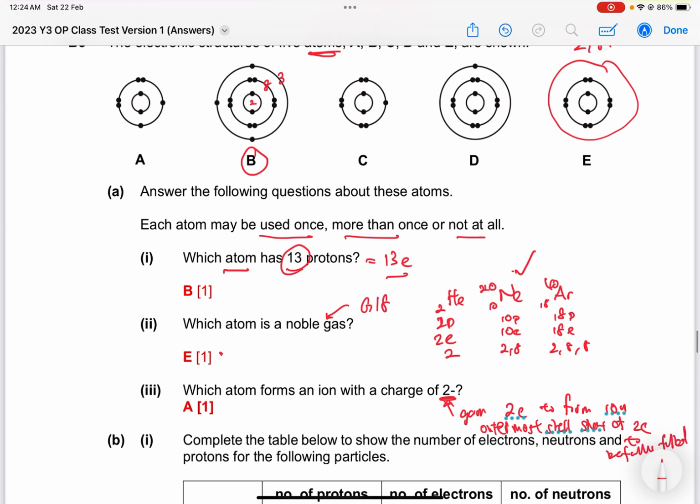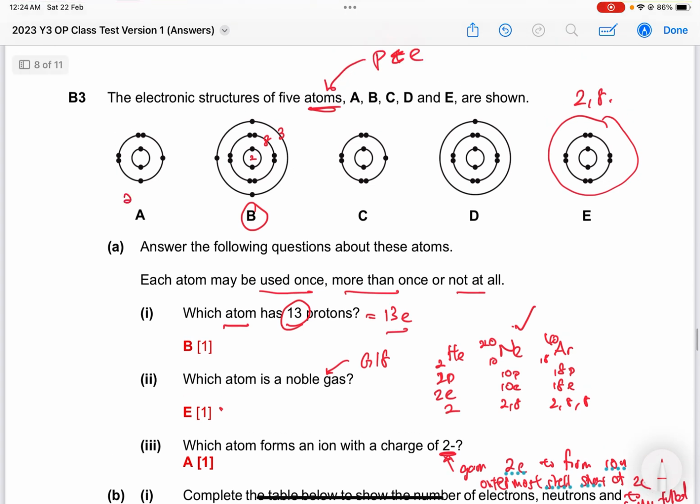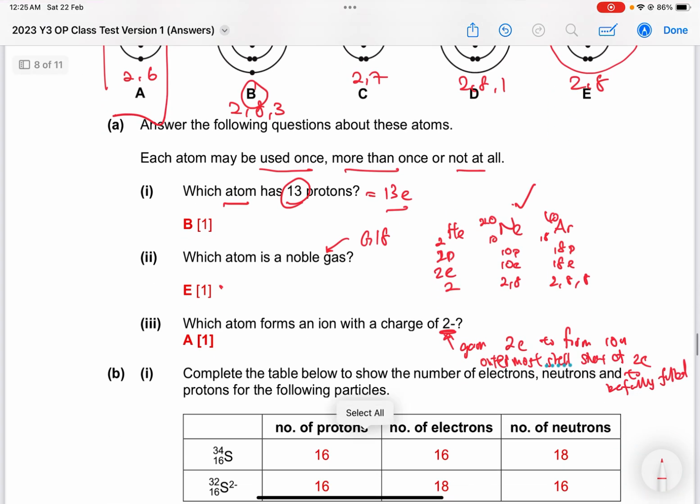Okay, so that's what you're looking out for. So this one here is actually 26. This is 283. This is 27. This is 281. This is 28. So actually you look at it, the one that is short of 2 electrons to be fully filled, answer will be A. Okay, because when A gains 2 electrons, it becomes 28. If we got a charge of 2 minus, it will be fully filled as well.